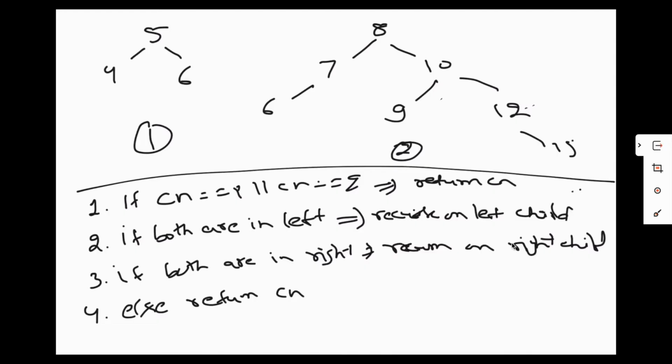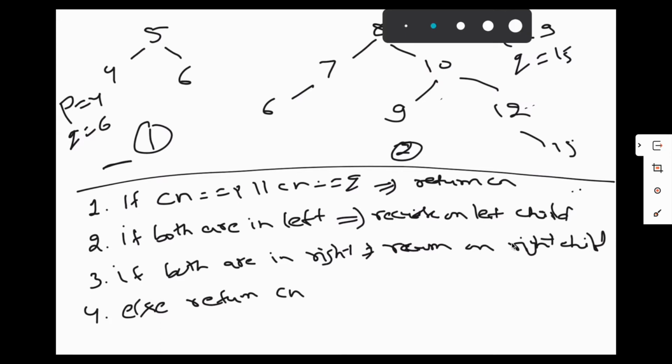Okay, so I have a binary search tree 5 4 6, and I have a bigger binary search tree here, and I need to find out the answer. For the first question, p equals 4 and q equals 6, and for the second question let's take p equals 9 and q equals 15. Okay, so let's come back to the first example.